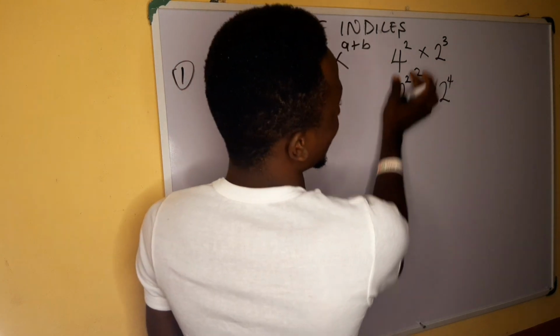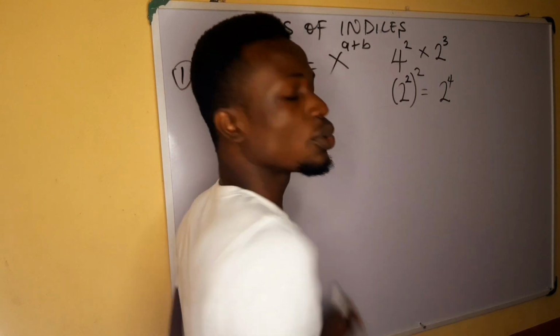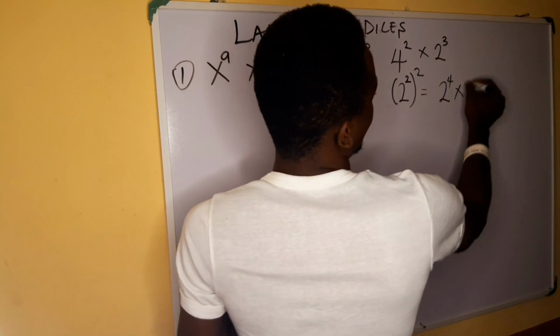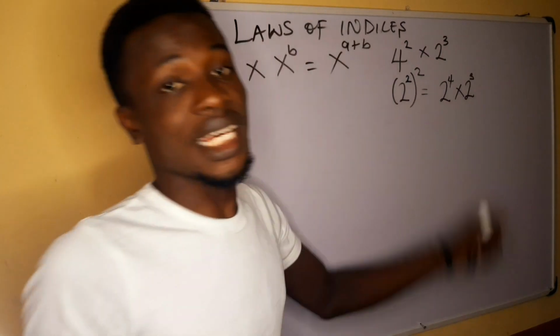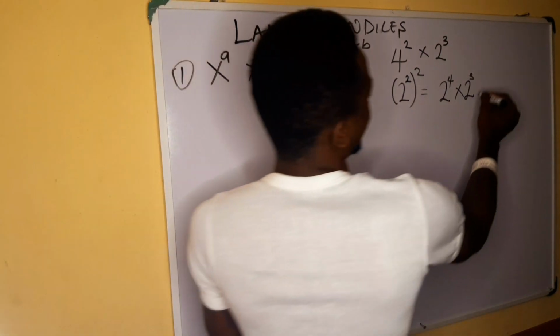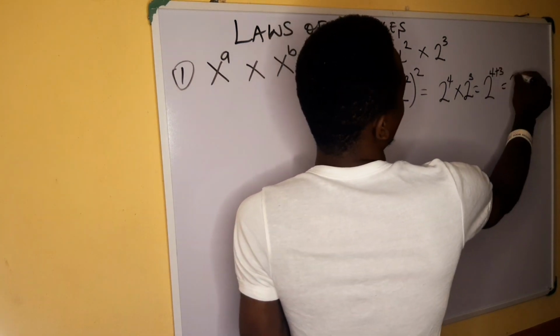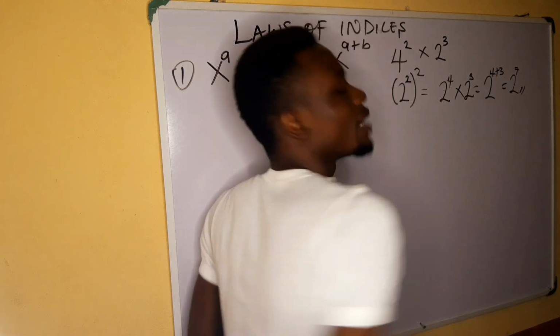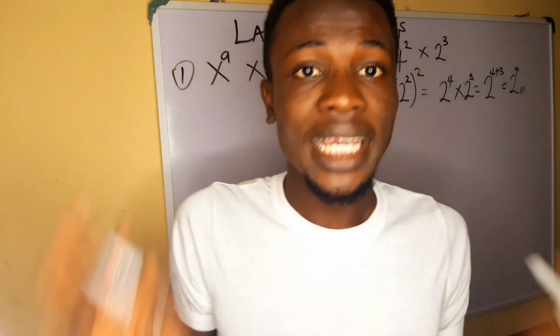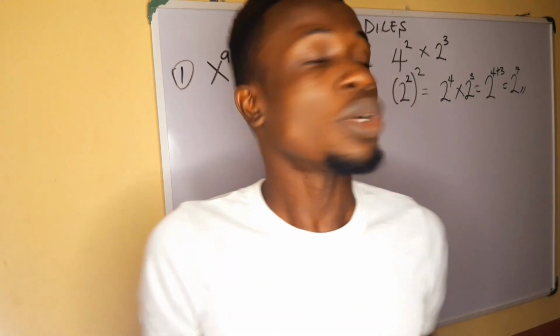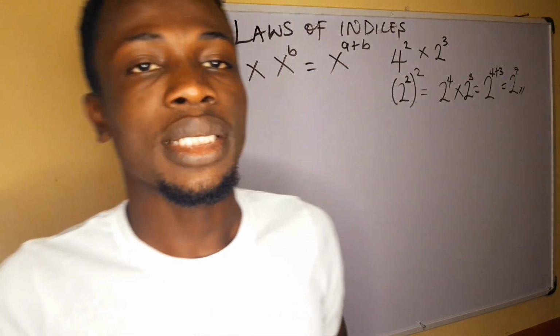Now you know that 4 to the power of 2 is the same thing as 2 to the power of 4, times 2 to the power of 3. Since they are in the same base already, just pick one of the base and add the powers, 4 plus 3, which gives us 2 to the power of 7. I hope you got that. So that is it about the multiplication law of indices.